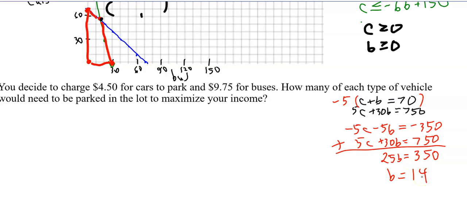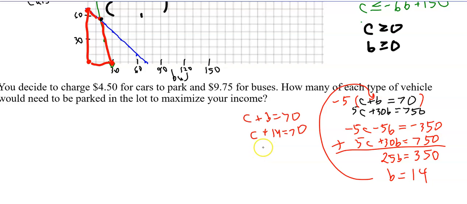So B equals 14. The B value is 14, which means you can plug it back into this equation. So you'd have C plus B equals 70, which would be C plus 14 equals 70. Subtract 14 from 70, and you get C equals 56.